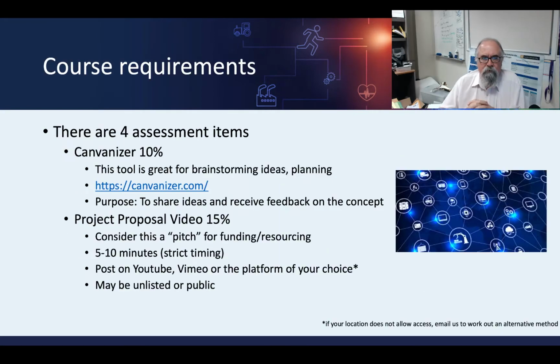Right, the course requirements. This is the key bit. How are you going to get through the course? There's 4 assessment items. The first one is Canvanizer. Now you should have used this back in IoT1, and it's a great tool for just brainstorming, planning, sharing ideas, and receiving feedback on the concept that you've come up with. So nothing new there. We've done it before, and we will be using it, and you will submit it.